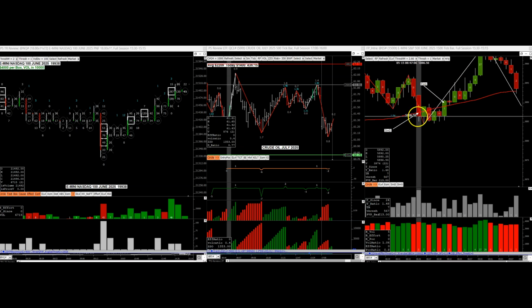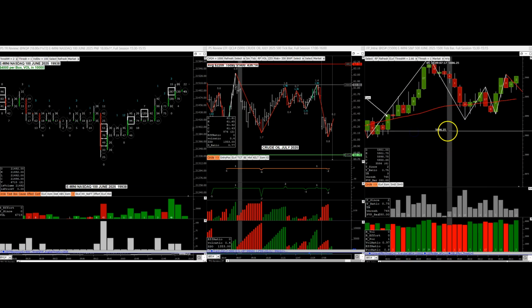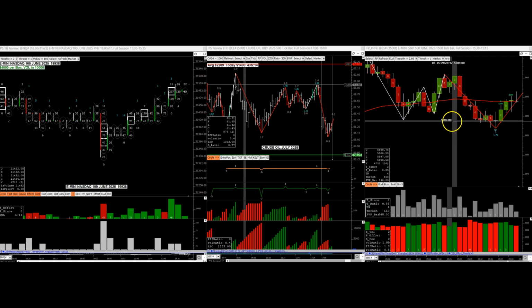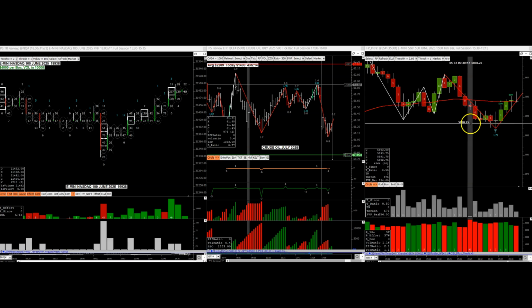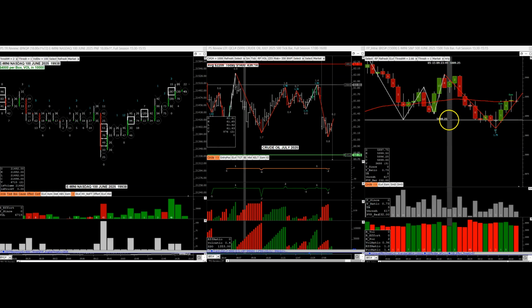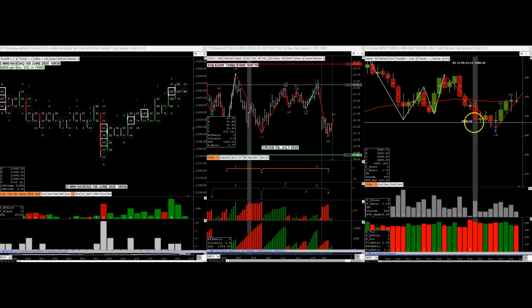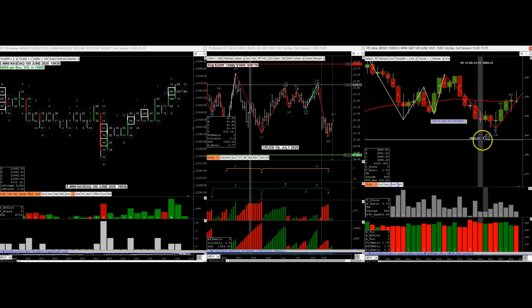So supply met demand. Demand overtook supply here. And we'll do this again. At this low, you had supply meet demand right here. It's not a high number, but there's a crazy number over here. But this is where supply meets demand.